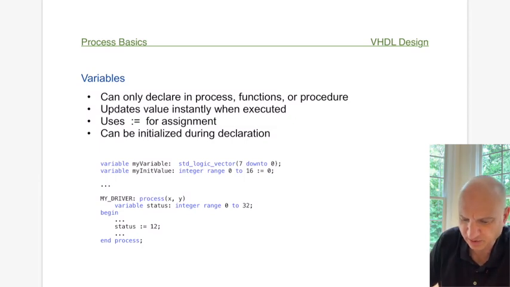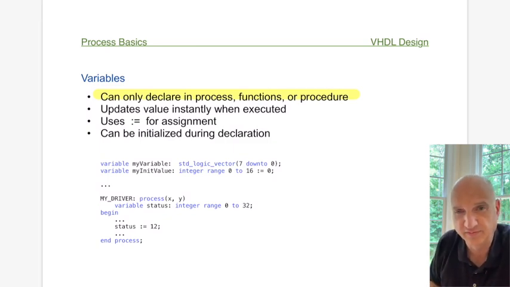So what I've done is I've put together some examples of how to declare the variables and how they're used, and then in a minute we'll talk about the differences with signals. So basically, variables can only be declared in processes, functions, and procedures. So these are things that are really within the sequential code area of our design.